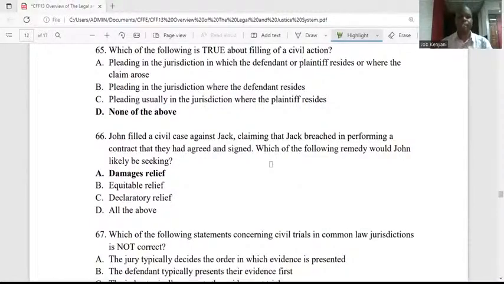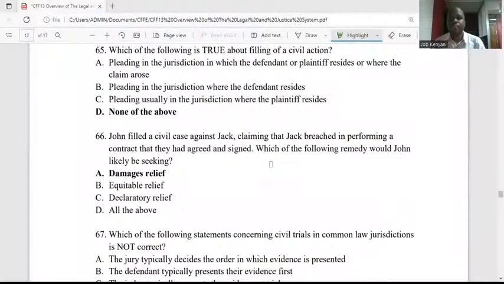So damages relief. There are those remedies that can be given in case of a breach of a contract. Under damages relief, we simply mean that John would be seeking to be paid or compensated for all the losses that he has incurred in this particular contract as a result of the breach. So we can talk about damages. We can also talk about being paid up to the extent the contract has been performed. We call it quantum meruit.